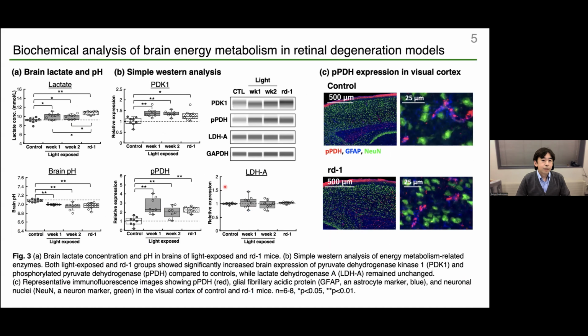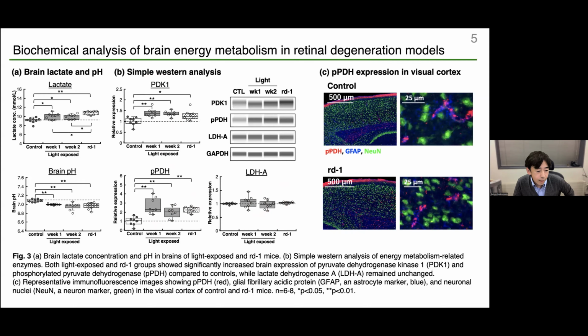Before conducting the imaging study, to investigate the possible brain metabolic alteration, we measured several biochemical markers. Brain lactate concentration was increased in both light-exposed and RD1 mice, corresponding to a lower brain pH level. Both retinal degeneration models showed increased pyruvate dehydrogenase kinase 1 expression and also increased phosphorylated pyruvate dehydrogenase level, whereas lactate dehydrogenase expression remained unchanged in both models.